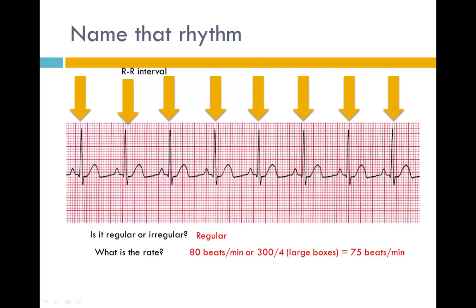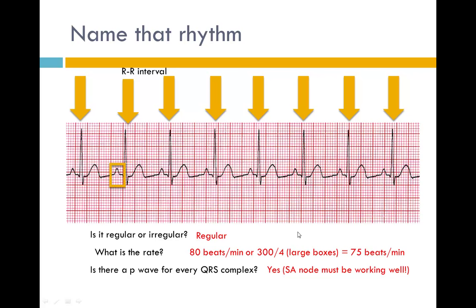Third, is there a P wave for every QRS complex? Let's look at those P waves. Here's one, here's another, and so forth and so on. Yep, it looks like we do have a P wave before every QRS. So the SA node is doing pretty good.